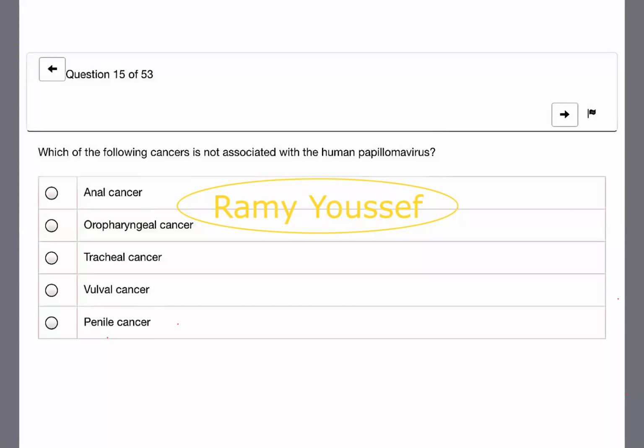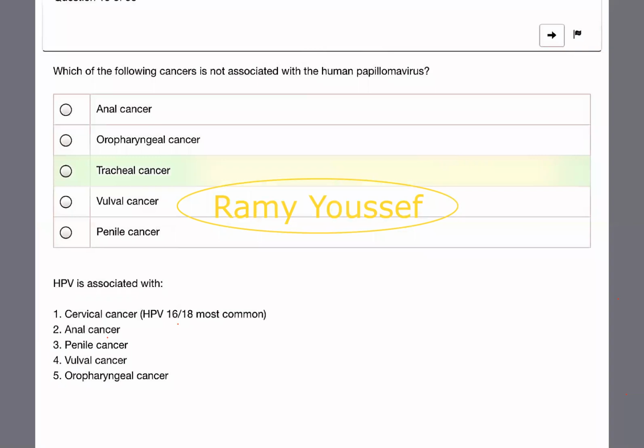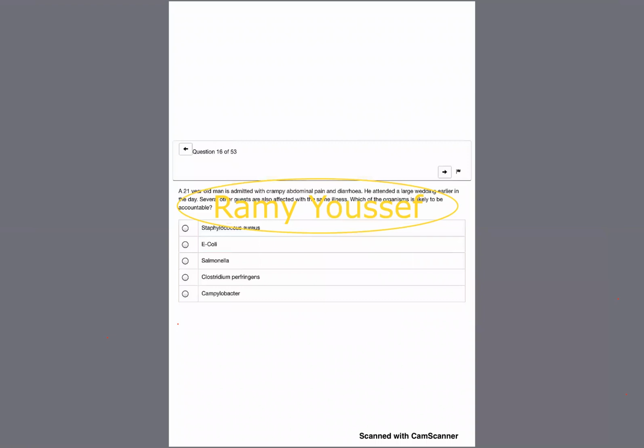Okay, so you can remember cancers caused by human papillomavirus: anal, penile, vulval, cervical, oropharynx. Yes, human papillomavirus 16 and 18. Very important, very important. Okay. Next question.